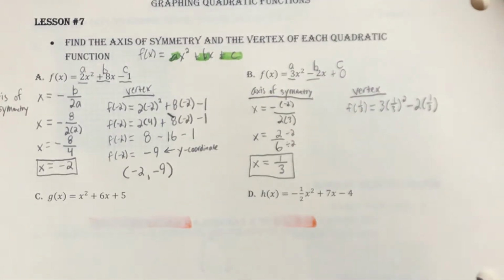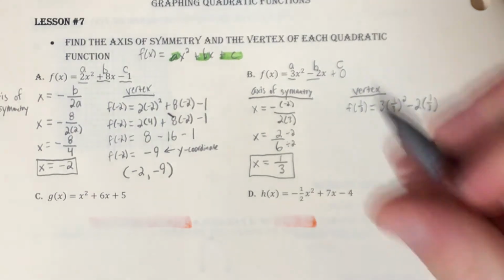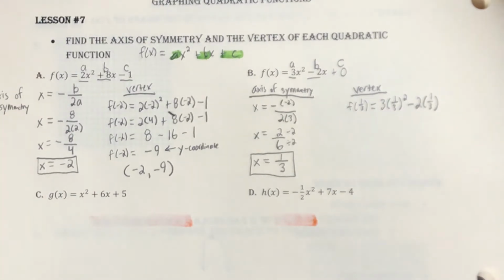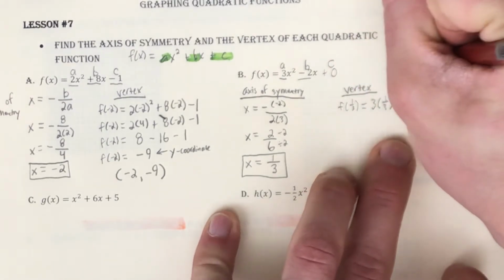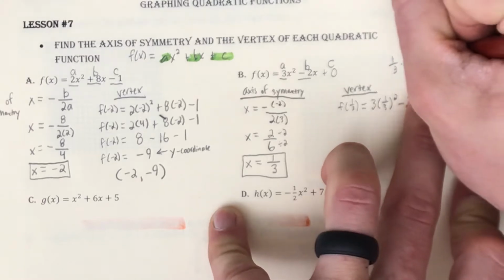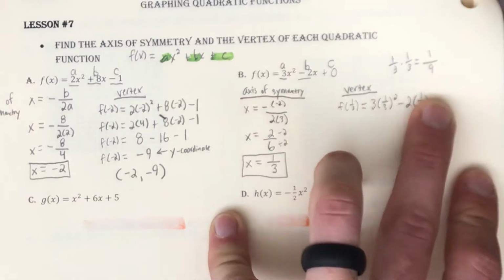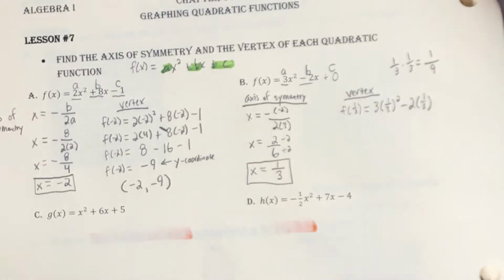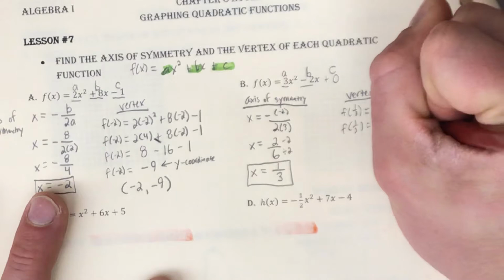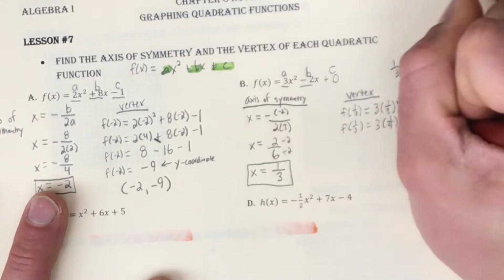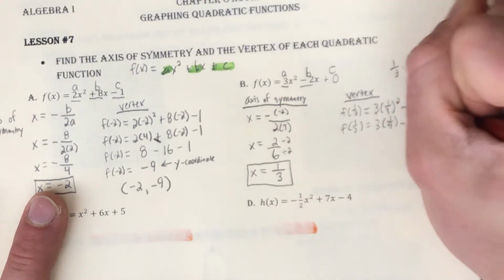And you may say, wow, man, I don't really like working with fractions. Well, unfortunately, sometimes we have to. So we're going to work with it as is. So first thing, again, got to clear that exponent. So 1/3 times 1/3. Well, remember, that just means we multiply the numerators and the denominators. So 1 times 1 is 1. 3 times 3 is 9. So 1/9 is what that equals. So I've got f of 1/3 equals 3 times 1/9 minus 2 times 1/3.